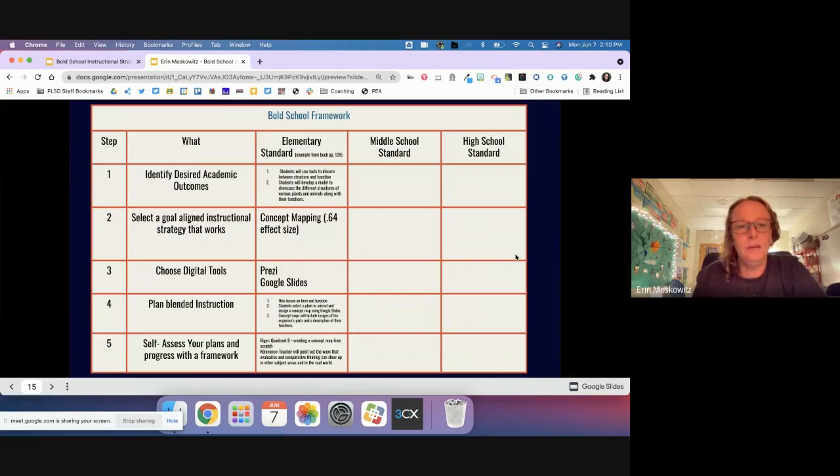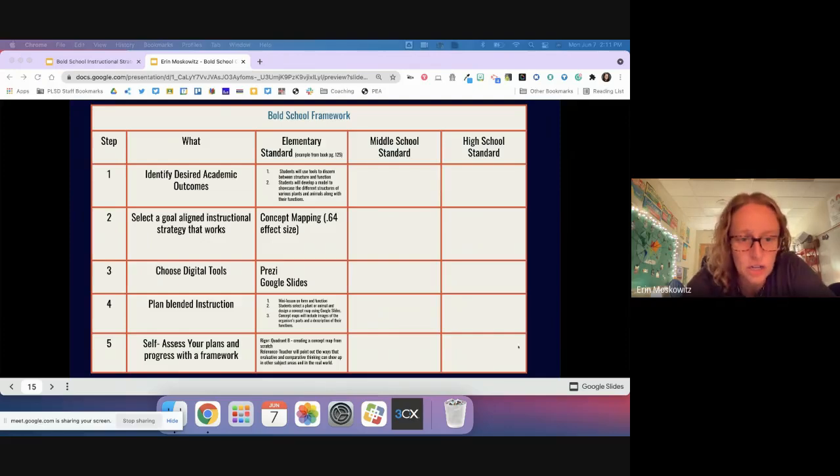And then again, we took this from the end of chapter 8. It was an elementary science lesson from page 125. So the desired academic outcomes are that the students will use tools to discern between structure and function, and students will develop a model to showcase the different structures of various plants and animals along with their function. The strategy is concept mapping with a 0.64 effect size. Digital tools that could be used are Prezi and Google Slides.